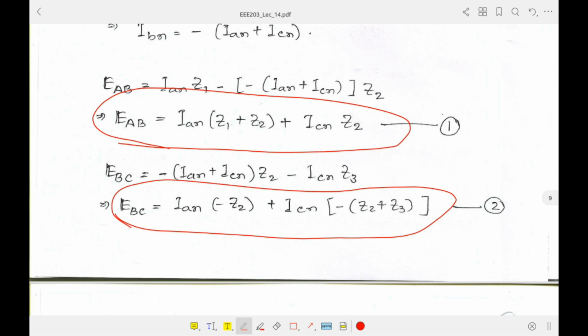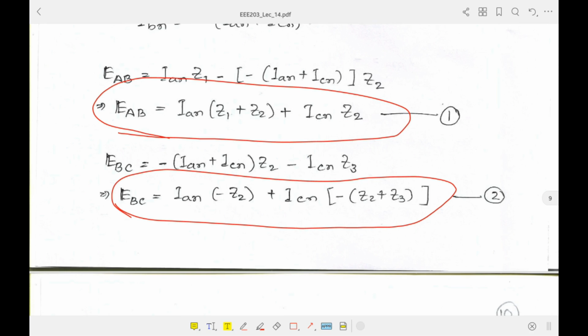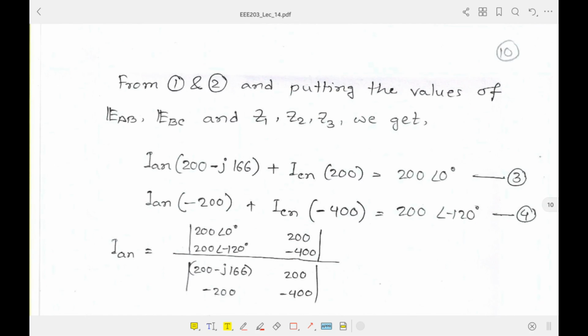These two equations were already shown previously, and for these circuits we know the values of EAB, EBC, and also the impedances. Now if we put those values, the expression is just like this, and we know that we can solve these two simultaneous equations using Cramer's rule, right?